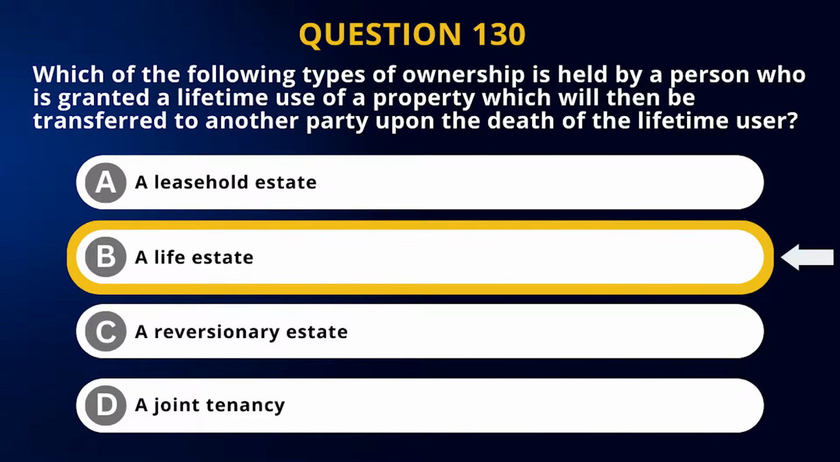So here, this is an ownership interest in the property. Ownership is held by a person who is then granted a lifetime use. Ownership is held. So when it says that, it's not a leasehold estate, and therefore the only answer here is B, life estate.